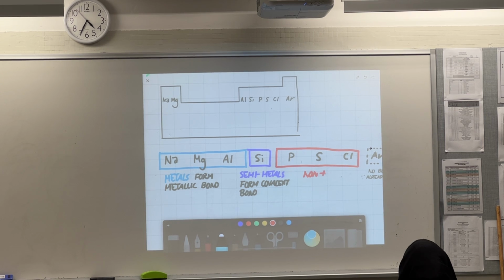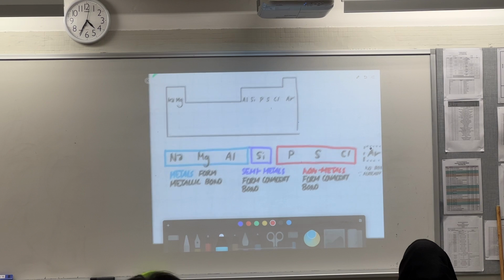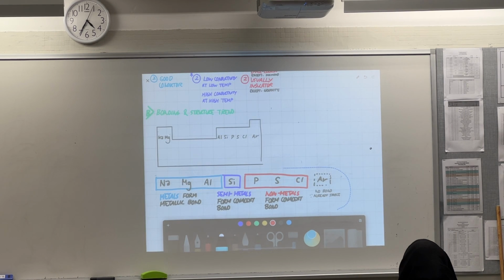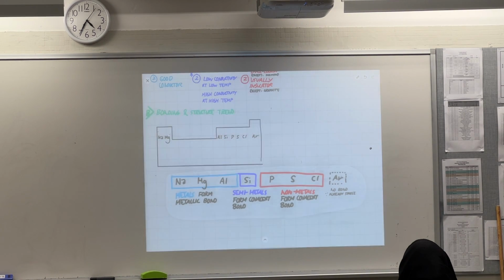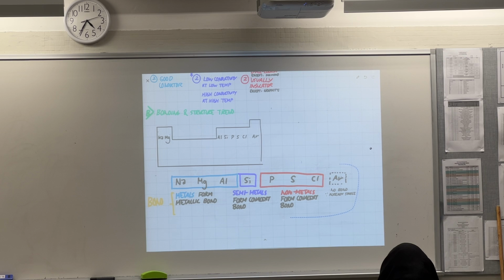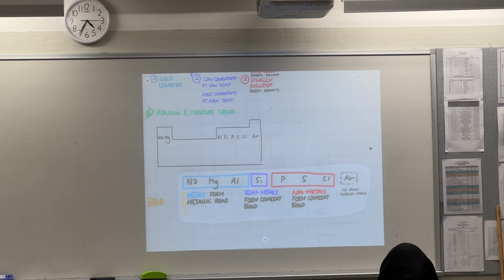So at this point, you will ask me, what's the difference between semi-metal and non-metal then, if they form covalent bonds? Well, it's not the bond that they form that differs. It is the structure that they form that differs. So can you help me create another row in here? The first row is a discussion on the bonding characteristic. We will now look at the structure characteristic.